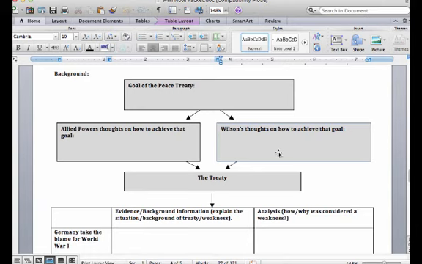His 14-point speech, like honor freedom of the seas. He said no reparations. All this stuff that would really lead to forgive and forget and allow everyone to recover. That's not what happened. The treaty was mostly punishment.